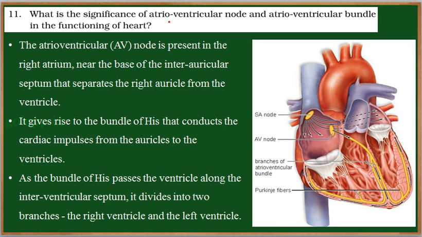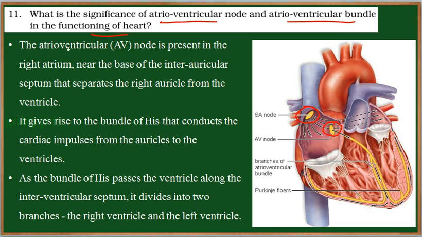What is the significance of the atrioventricular node and atrioventricular bundle in the functioning of the heart? So students, in the cardiac cycle, the contraction and relaxation of cardiac muscles is controlled by the sinoatrial node. Along with the sinoatrial node, there are other parts like the atrioventricular bundle and bundle of His. So, what is their significance in the cardiac cycle? Let us learn now.